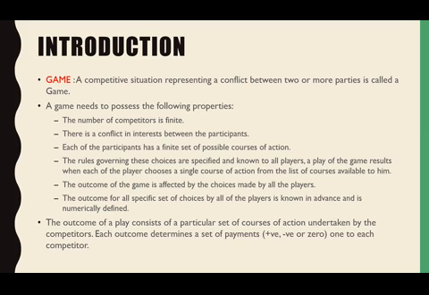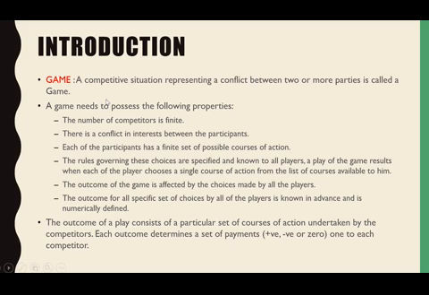So, in this interest, there is a conflict. Player A also wants to win, player B also wants to win. There is a conflict of interest. In this conflict of interest, there is a competition between them. Who will win the game? Right? So, such a situation is called a game. So, we will look back at the definition again. A competitive situation representing a conflict between two or more parties is called a game.